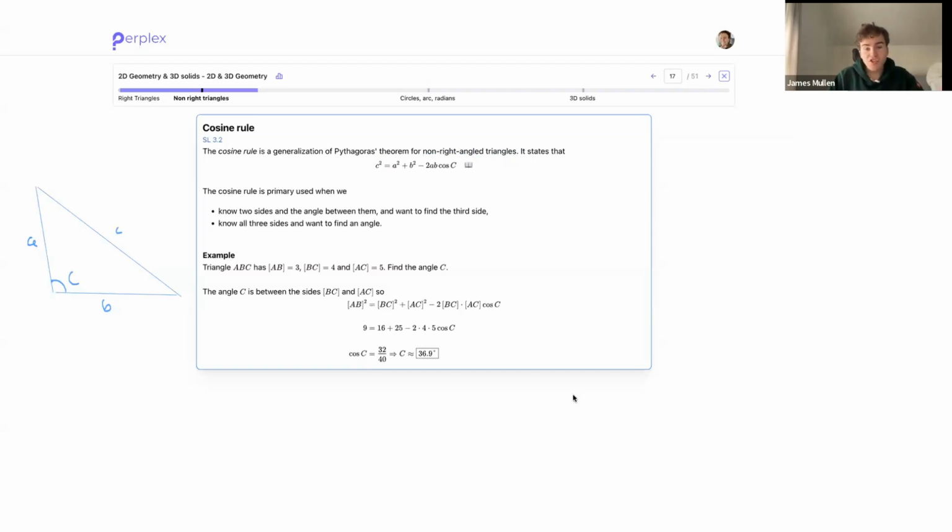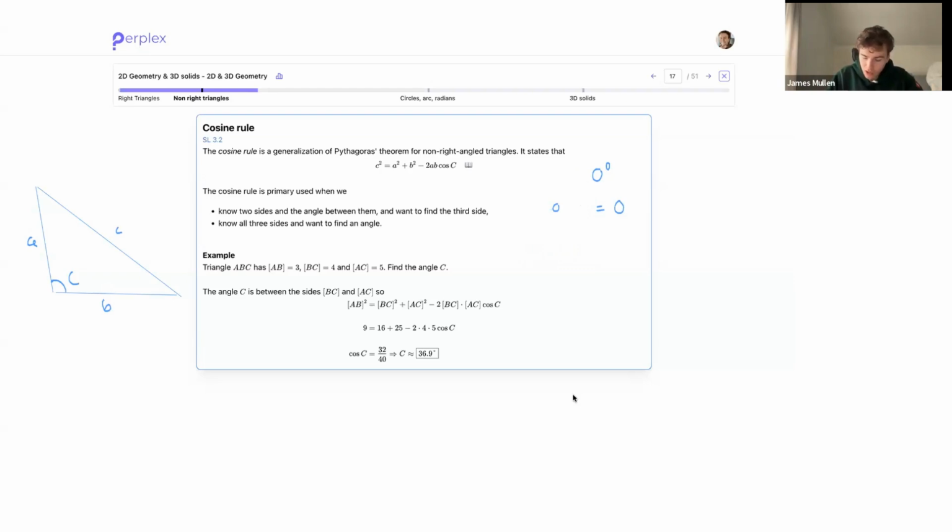Now, I say that it's a generalization of Pythagoras because when C is a right angle, so when C equals 90 degrees, we haven't covered the unit circle yet, but if you type it into your calculator, you will realize that cosine of 90 degrees is just 0. And so the formula becomes C squared is equal to A squared plus B squared. So this formula also works for the case of a right-angled triangle because it depends on the angle, and it just ignores the angle when it's 90 because cosine of 90 is 0. Okay?